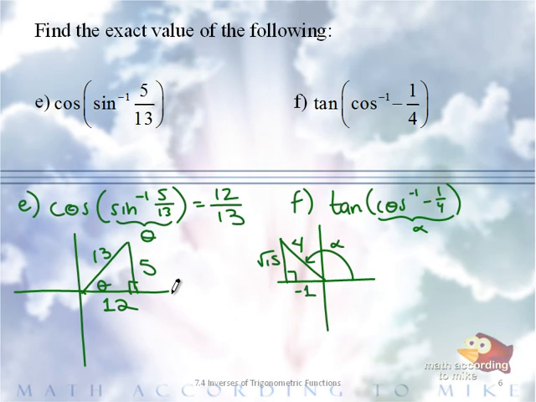So looking at this picture, since we called the cosine inverse of negative 1/4 alpha, we're now going to find the tangent of alpha. Tangent is opposite over adjacent. What's the opposite? What's the adjacent? What is the square root of 15 over negative 1? Good. Okay, so again, if it's not on the unit circle, consider drawing a picture. Makes your life a little bit easier.